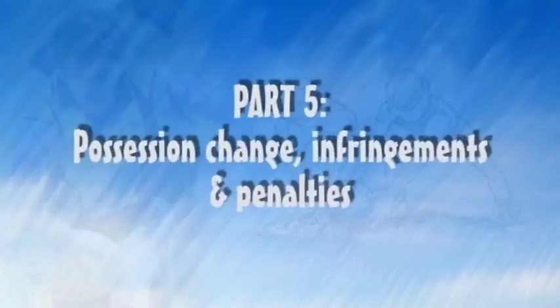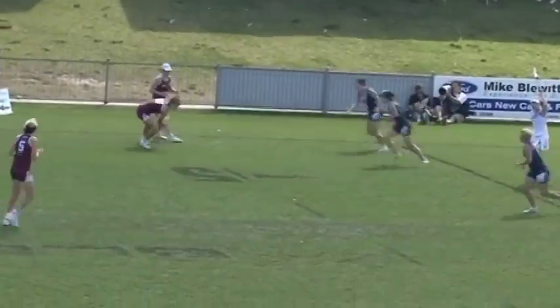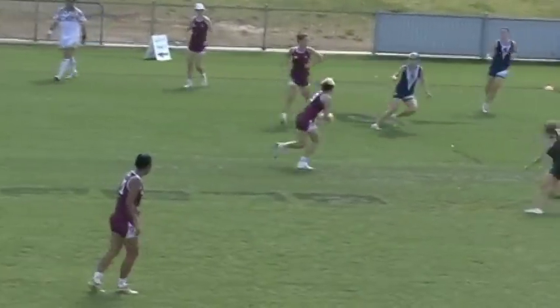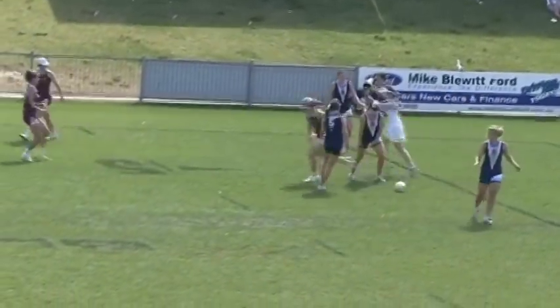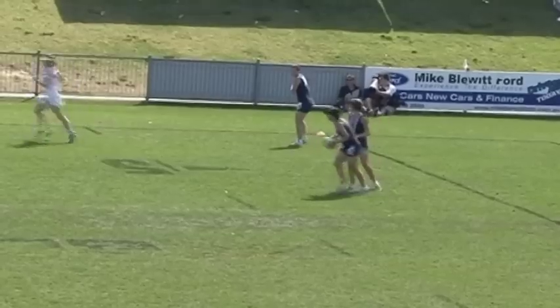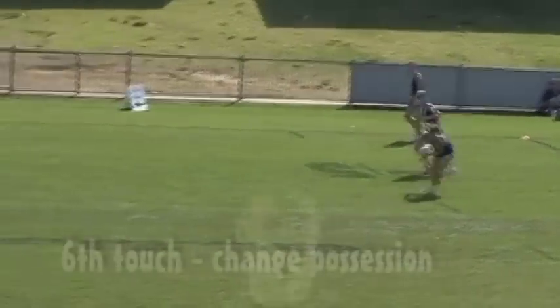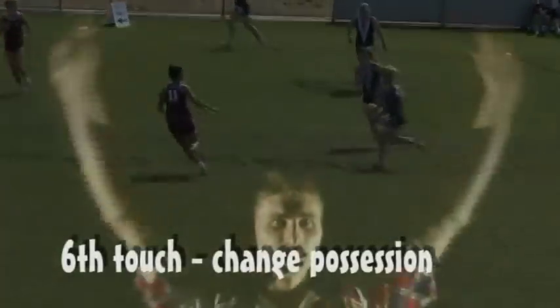Possession change, infringements and penalties. Possession changes after a team has had possession for 6 touches and the ball is given to the other team where the last touch occurred. The referee will usually blow the whistle and hold both hands high in the air.